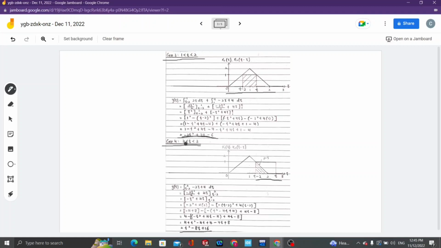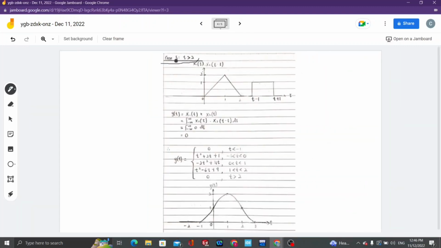In case 4, when t is greater than 2 and smaller than 3, there will also be overlapping between the two graphs and integration occurs. This will be the result. In case 5, when t is greater than 3, no overlapping between the two graphs occurs, so there will be no integration. And this is the final result of the convolution.